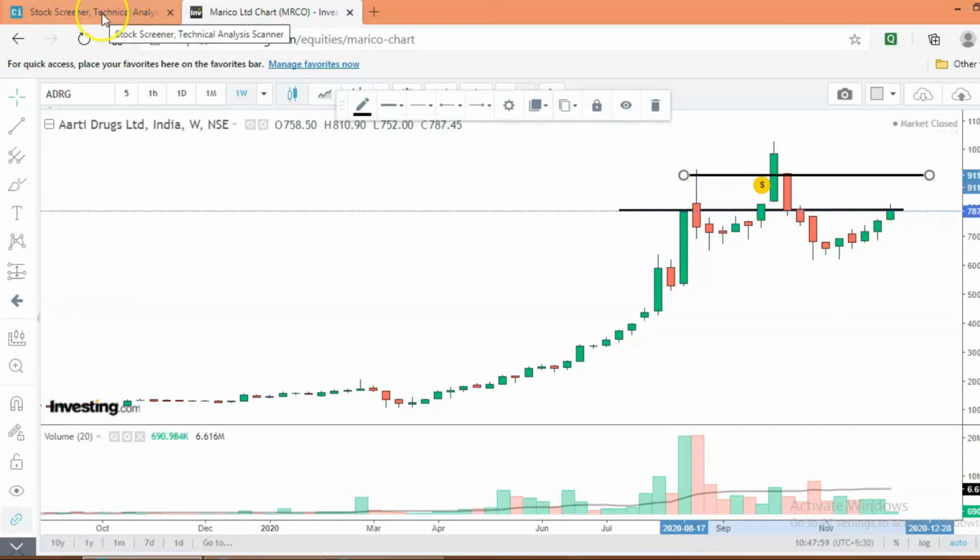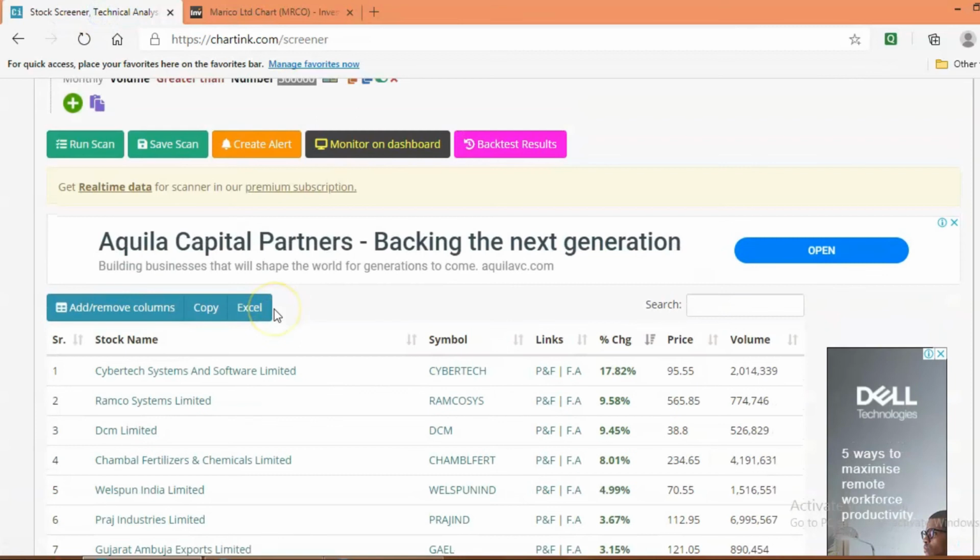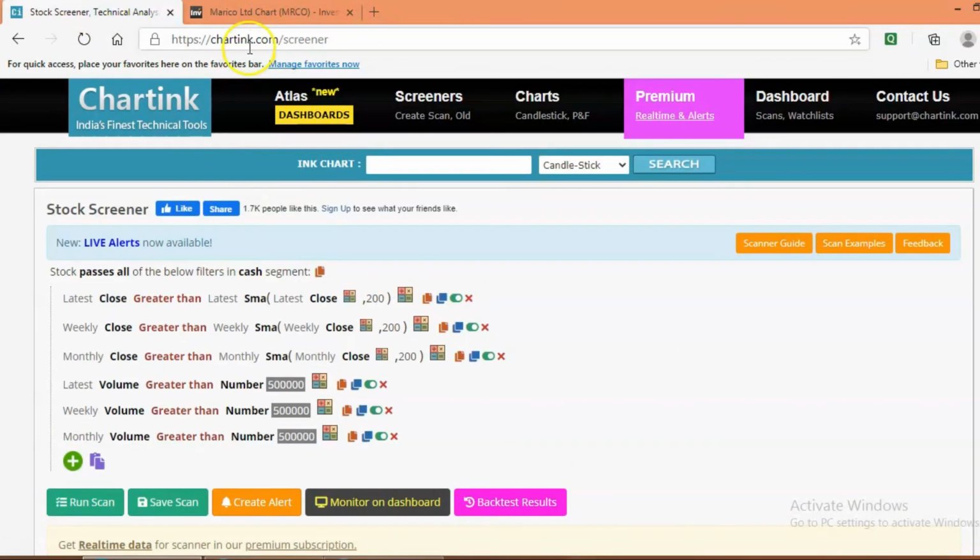I hope, friends, now you understood the importance of this Chartink scanner. Whatever parameters you use, you can do it with the help of the scanner, so that it will save a lot of time. Hope you have understood how to use this scanner.